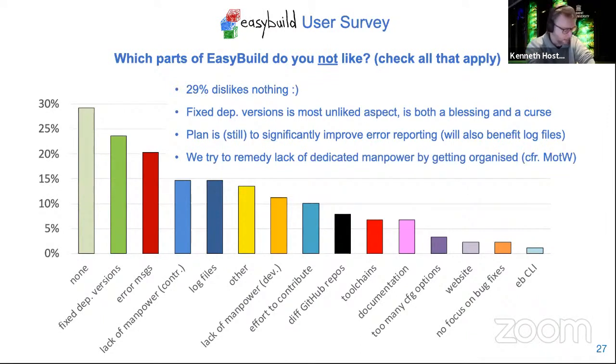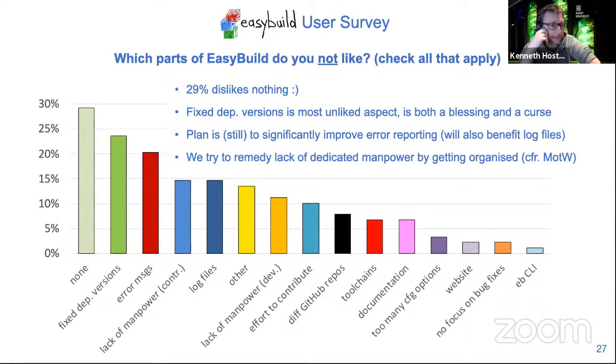Then another question we always ask is which part of EasyBuild do you not like? And we usually have a pretty good view on what that is, but it's good to see that confirmed here in the survey. So about 30% of the people said they don't dislike anything. So that's pretty positive. That was nice to see.